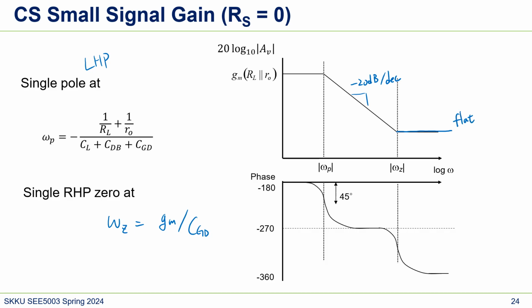Flat. For the phase, here 90 degree, and then at pole we got 45, and then at 0, here's 45 again, and then at the very high frequency we will just see the minus 360 degree, which is the same phase.